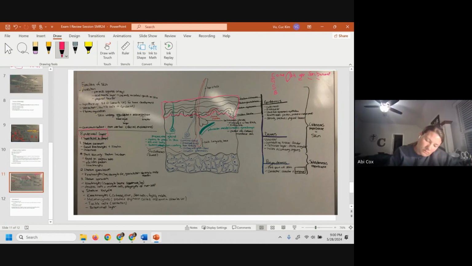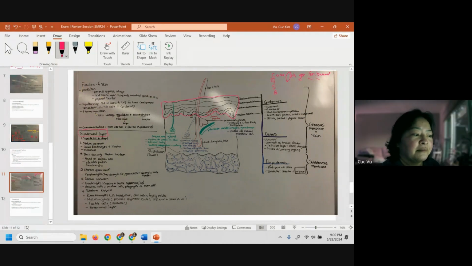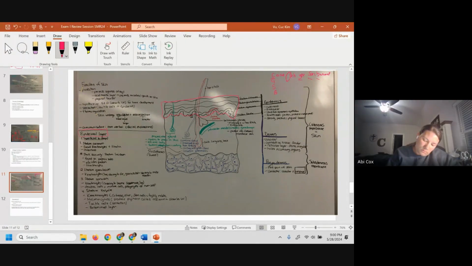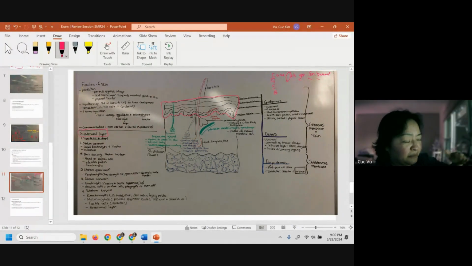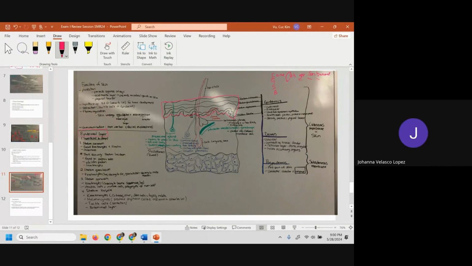So for example, where would you find melanocytes? In the basale. Yep, the bottom layer. That's where you'd find melanocytes. Where would you find dead keratinocytes? In the first layer, the stratum corneum. The stratum corneum. Very good.